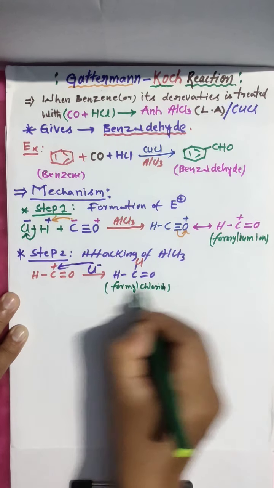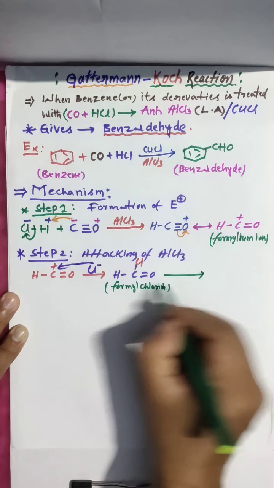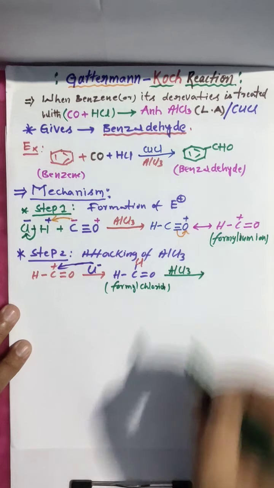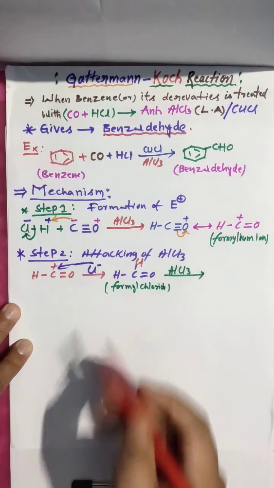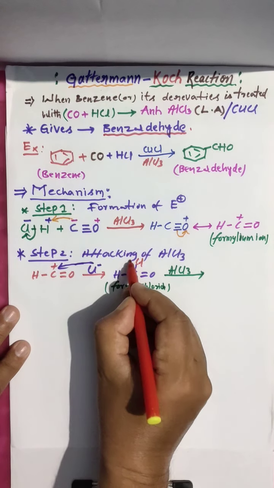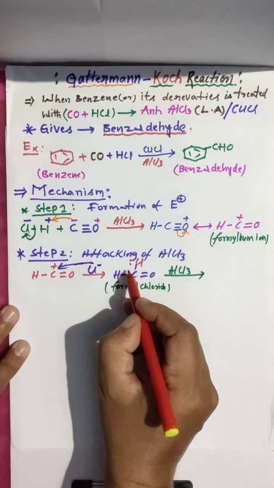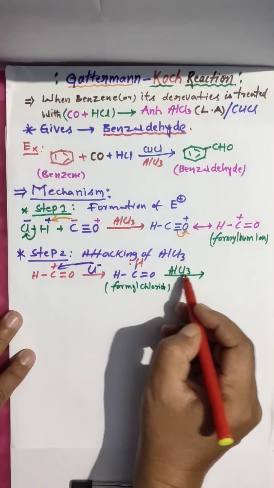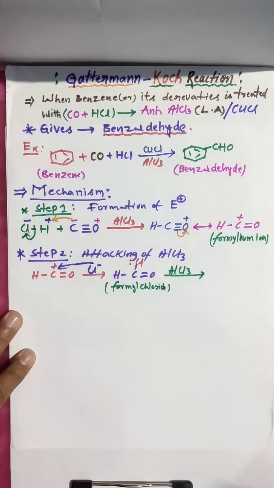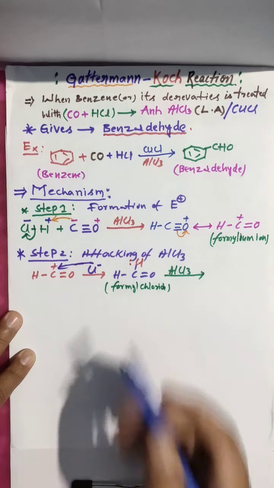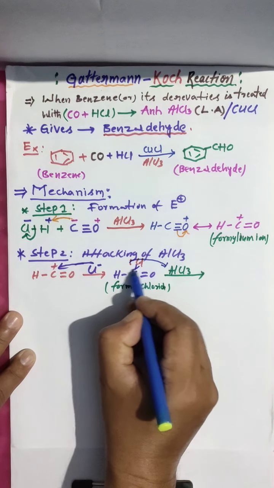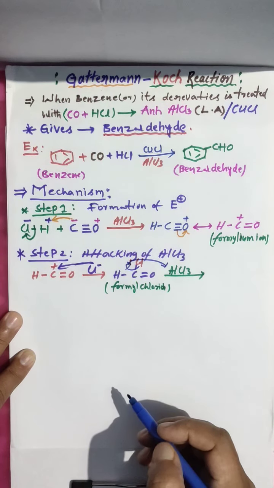This is the intermediate. Immediately AlCl3 will attack. See here, chlorine has lone pairs. This lone pair it will give to AlCl3. A Lewis acid is a lone pair acceptor. When it donates the lone pair, this bond is shifted to chlorine.